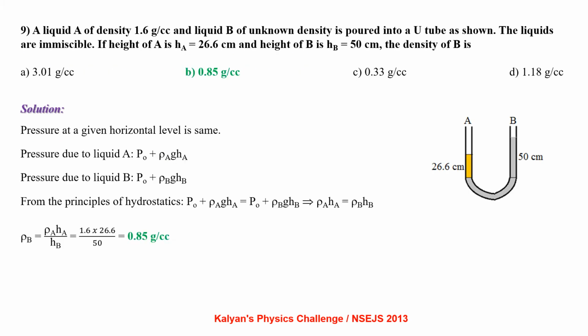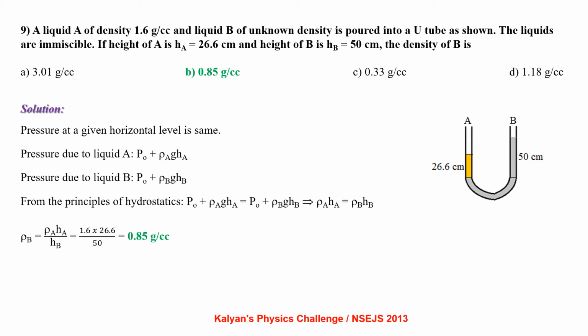A liquid A of density 1.6 gram per cc and a liquid B of unknown density is poured into a U-tube as shown. The liquids are immiscible. If height of A is HA equal to 26.6 cm and height of B is HB equal to 50 cm, the density of B is.